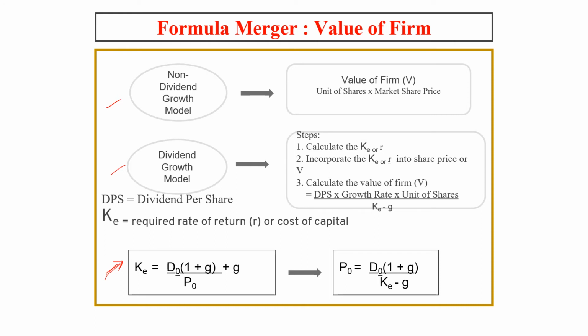KE is the required rate of return or cost of capital. Incorporate the KE into the share price of value, and calculate the value of firm V: DPS, which means dividend per share, times growth rate, times unit per share, divided by KE minus G. So this is the step. This step you have to know sebab this one will be asked in your final exam. So nanti dia mungkin akan bagi you data and you have to calculate when the firm wants to do the merger.